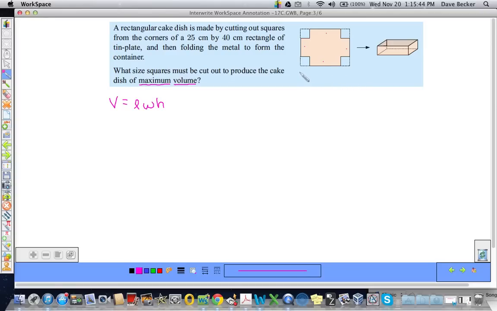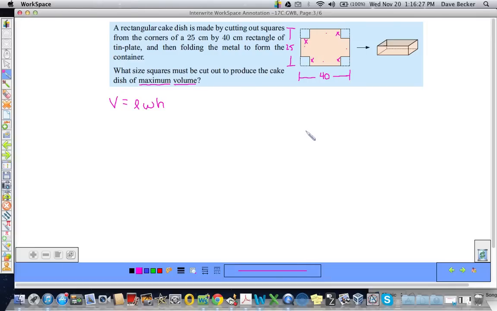But what we do know is that from here all the way to here is 40 centimeters, right here. 40 centimeters. And we know that from here all the way to here is 25 centimeters. Okay, so we know that much. And then we say, what size squares must be cut out? Well, why don't we let the sides of the squares be x? So this is an x, this is an x, all the same size squares. This is an x, this is an x. And we know that all the sides of a square are all the same size. So this is x, this is x, this is x, this is x. I just don't want to label it because it'll get too junky looking.